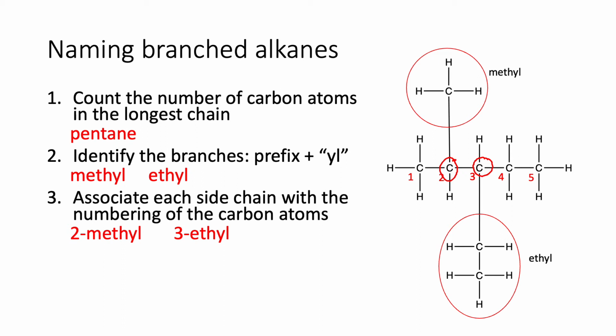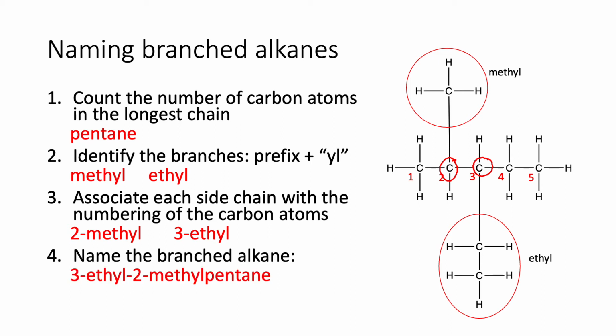Now we can name the molecule. We usually arrange the branches in alphabetical order. So, ethyl before methyl, and it becomes 3-ethyl-2-methylpentane.